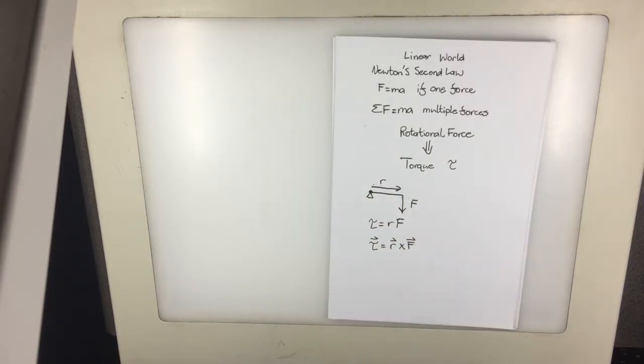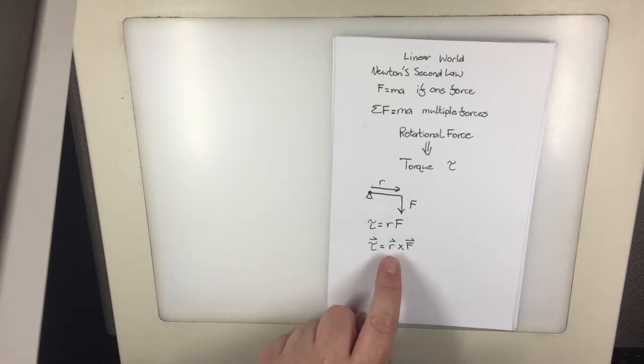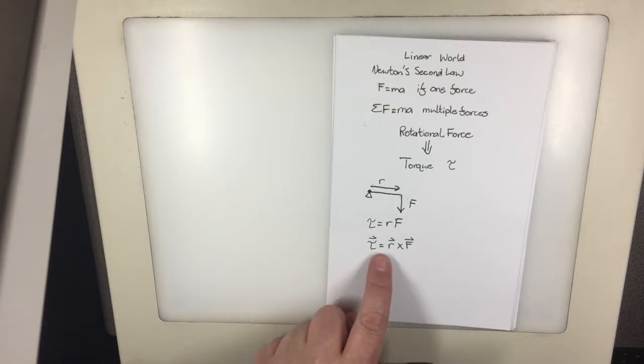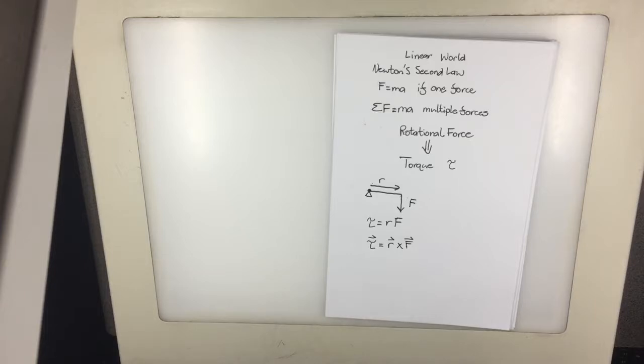And notice yesterday's lesson, A cross B does not equal B cross A. You have to take the order of these vectors very seriously. It has to be r cross F. If you've got F cross r, then you will get the opposite vector of what's going on.